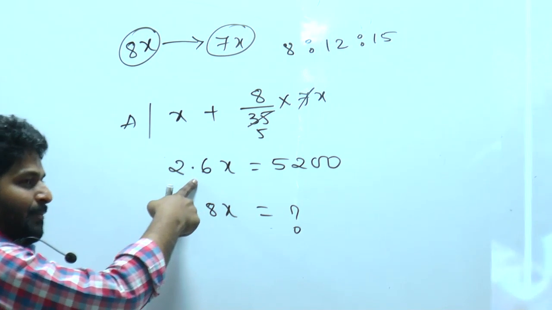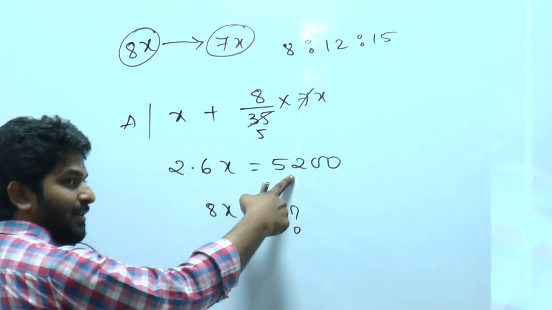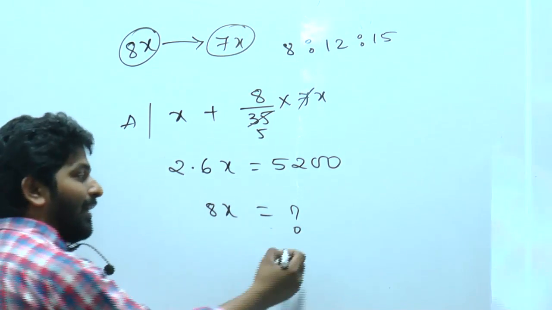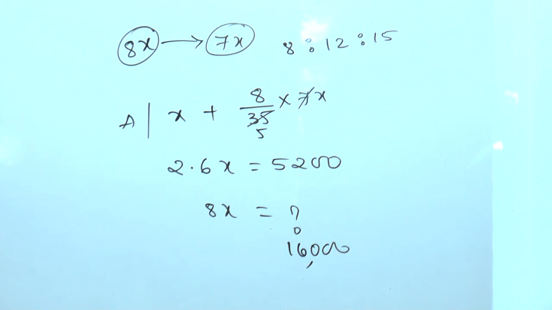Let me multiply this number with 10. It becomes 26, 2 times and then 00. Into 10, 80, double, 160 and then 2 zeros, 16,000. Total profit is 16,000.